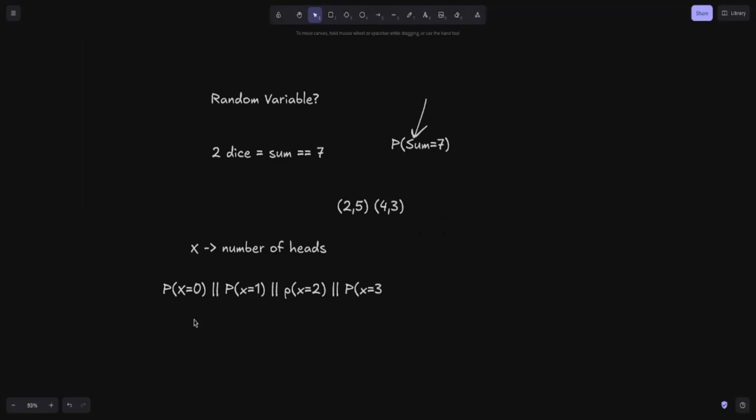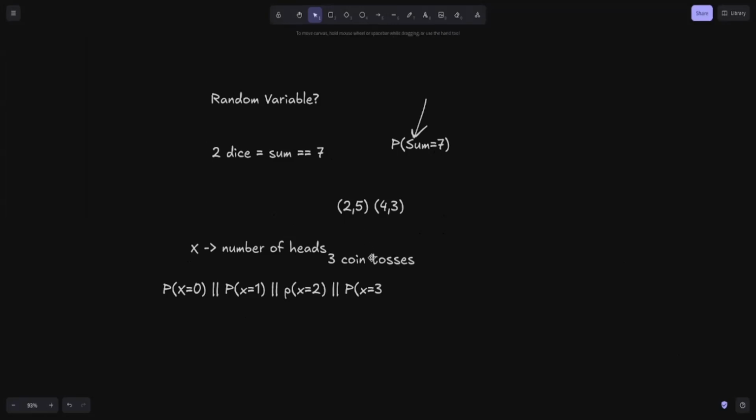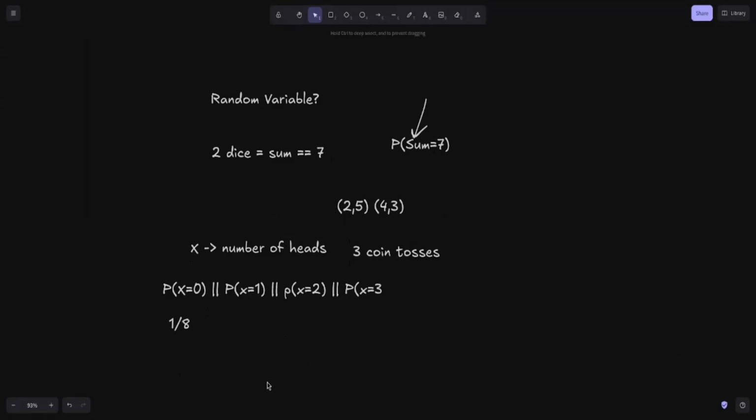Basically, P of x equal to 0 means the number of heads among the 3 coin tosses is 0, as in all tails. So what will this be? This will be 1 by 8.